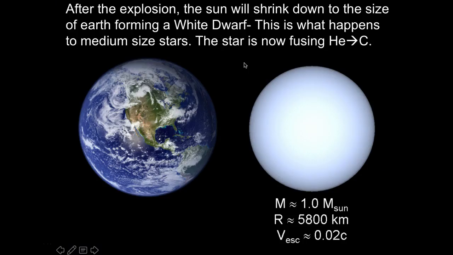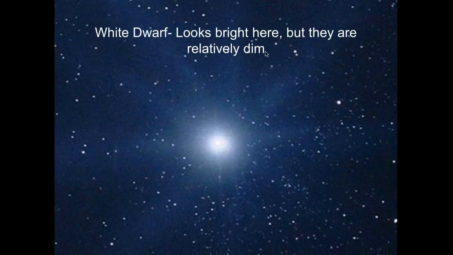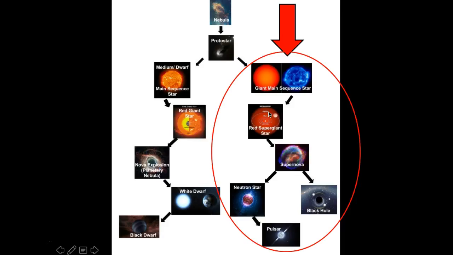And then after that explosion, the sun is going to shrink into a star that's the same size as the Earth. So it's very, very small. And at that point, it's going to start fusing helium into carbon. So it goes from burning hydrogen into helium to helium into carbon. So this is a white dwarf. They're actually relatively dim, but you can see it's very, very white.